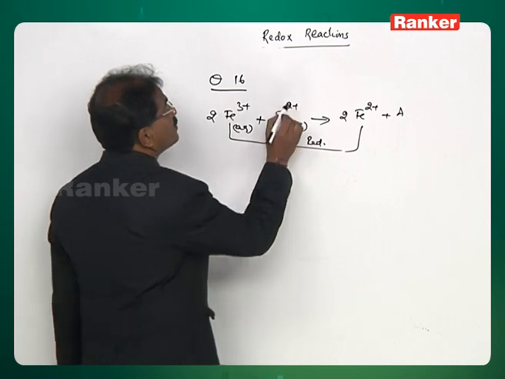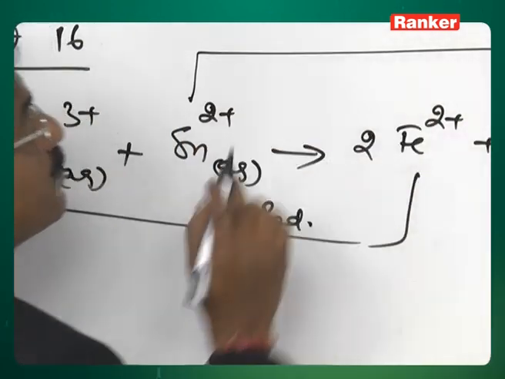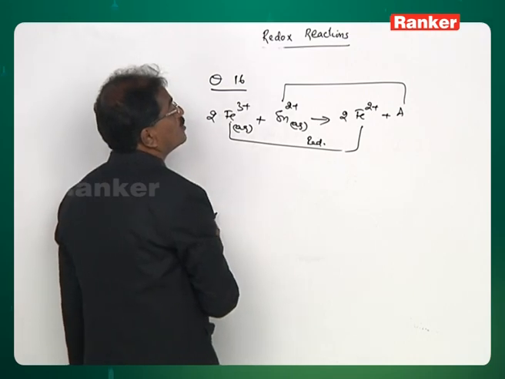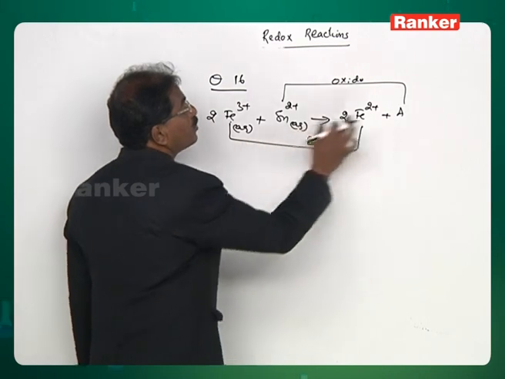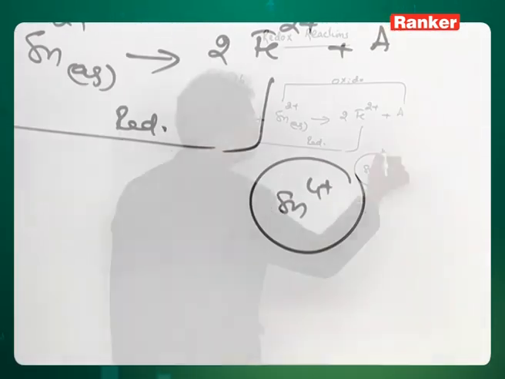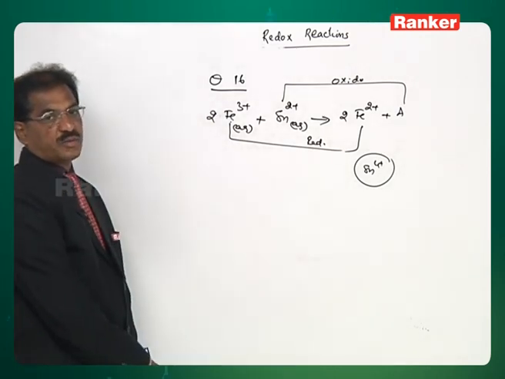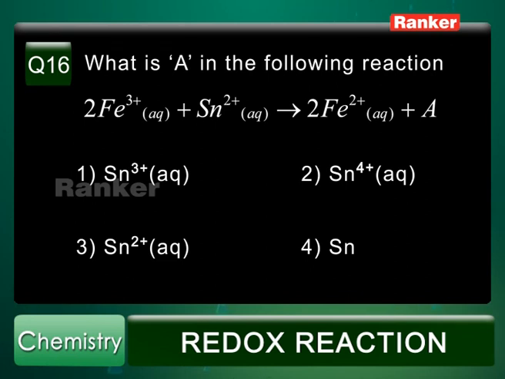Next, Sn2 plus, stannous. When ferric undergoes reduction, this stannous must definitely undergo oxidation. Therefore, when stannous undergoes oxidation, it will produce the stannic. Hence, that stannic must be definitely Sn4 plus. So identify the option where Sn4 plus is shown. That is shown in option 2. Option 2 is correct.